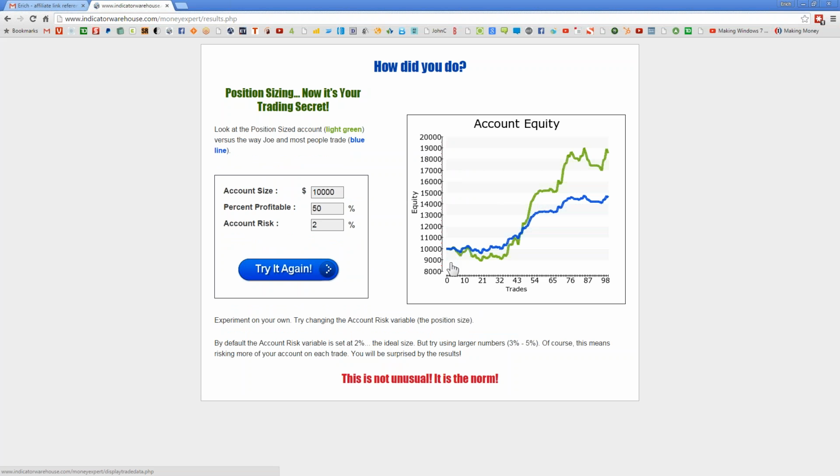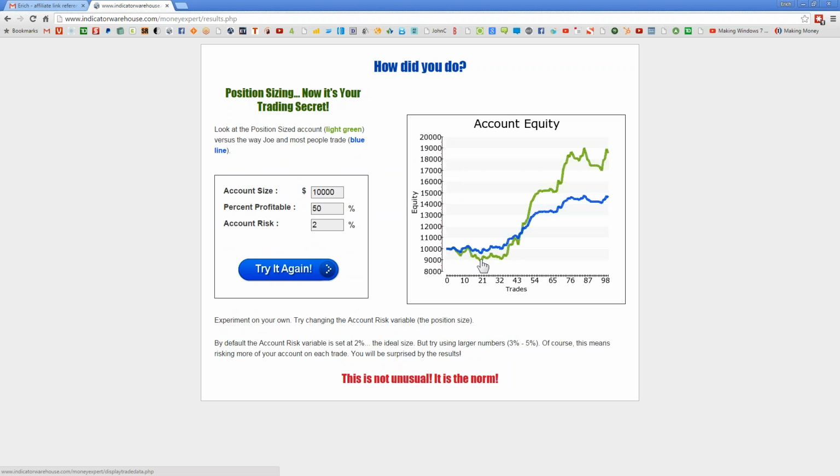Okay, I like this. This is more realistic. So Joe's line is this blue one. We're the green line. Joe starts with 10,000. 100 trades later, he's up to about 14,000. Now, our line wins when Joe wins, loses when Joe loses. So you can see here, out of the gate, the position sizing actually cost us a little bit. Joe lost, looks like maybe about $500. We lost about 1,000.